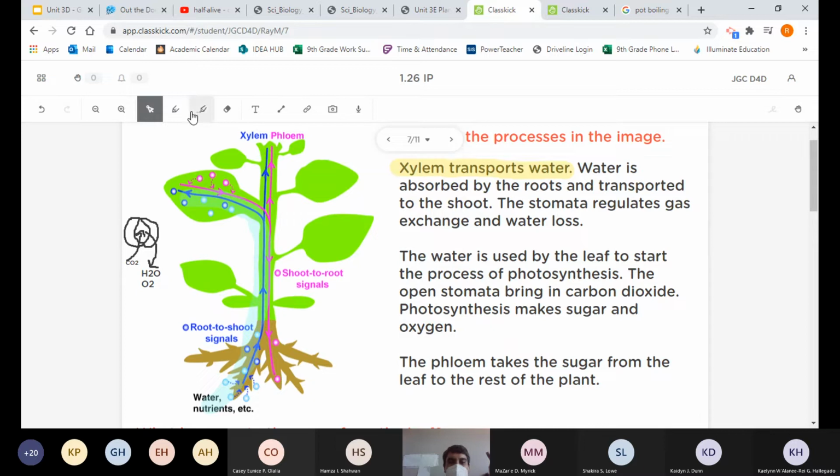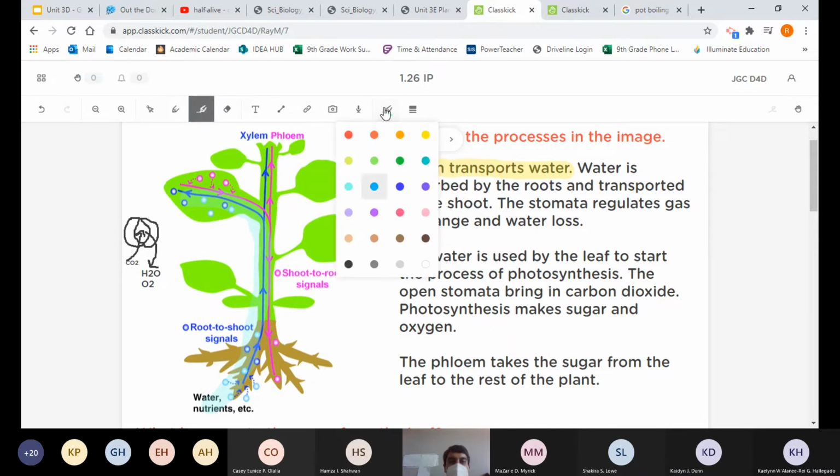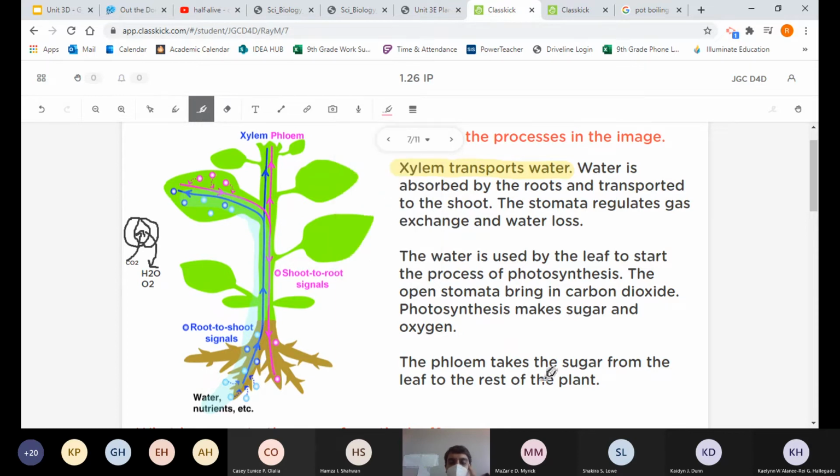Okay, but that's only half of the story. What's the other half of the story? What's going on with the phloem? Does somebody think they can explain what's going on with the phloem?